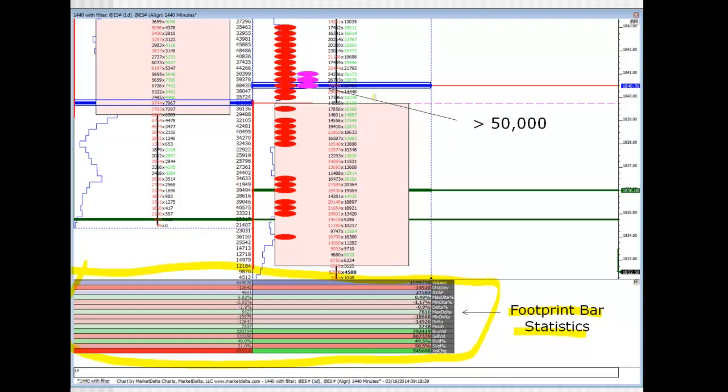But notice now when I change the criteria or the volume parameter, notice how much less I get. If I make it greater than 50,000, then all my 40,000 in between levels vanish, and I only end up with really 3 key levels up here that are above 50,000. So for the whole day, I only got 3 50,000 levels.